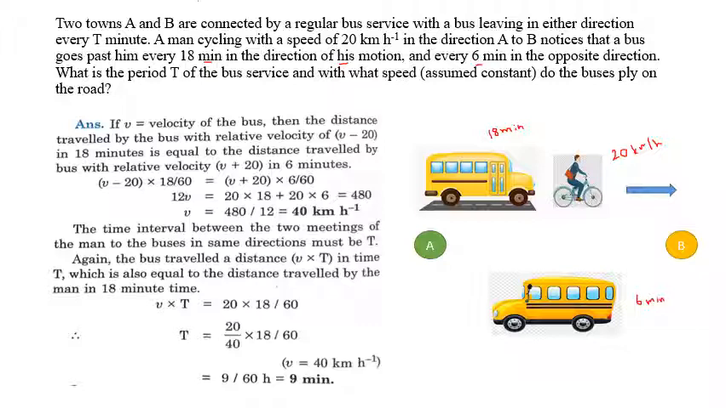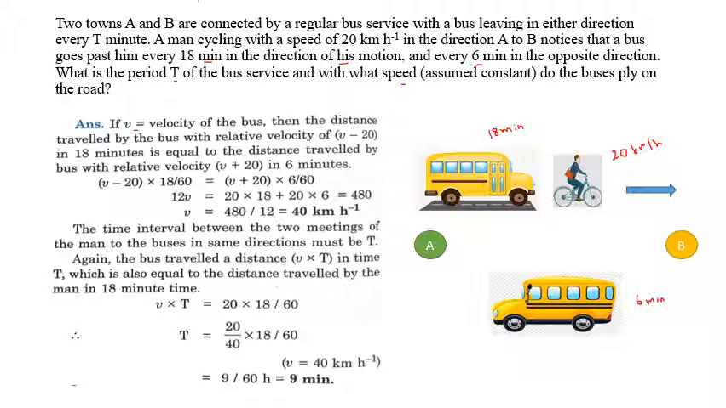What is the period T of the bus service, and with what speed do the buses ply on the road? Hope you understand this question. So if V is the velocity of the bus, this is the thing we should calculate. What is the period T of the bus service and what is the speed of the bus? These two things we have to calculate in this question.